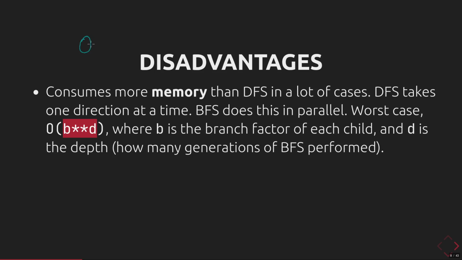So if each node has a branching factor of b, right, there's many edges. And if you go deep enough, and if every single child has that amount of outgoing edges, then very quickly you're going to have a lot of nodes in memory. So that can be one disadvantage.